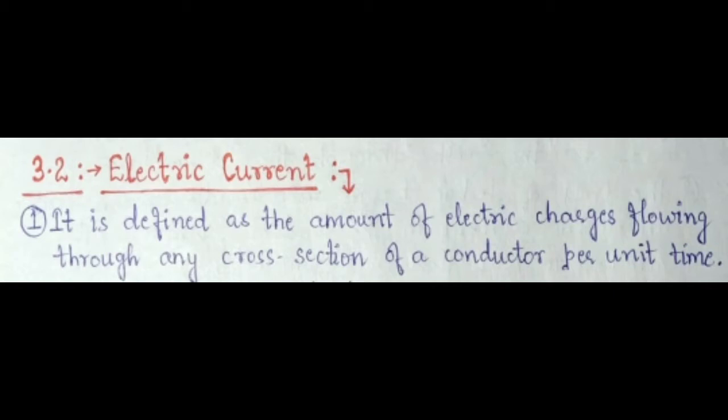If you want to know another definition, you can also write that it is defined as the rate of flow of electric charges through the cross section of a conductor, or directly, the rate of flow of electric charges through any cross section of a wire. So you should know the definition of electric current. You can directly also write that charge per unit time is defined as electric current.